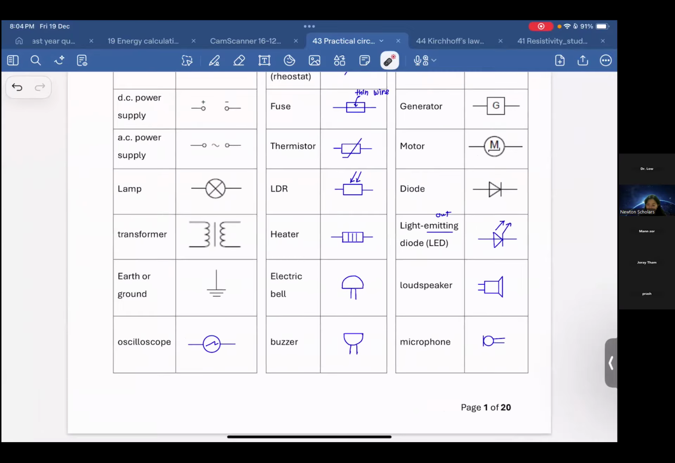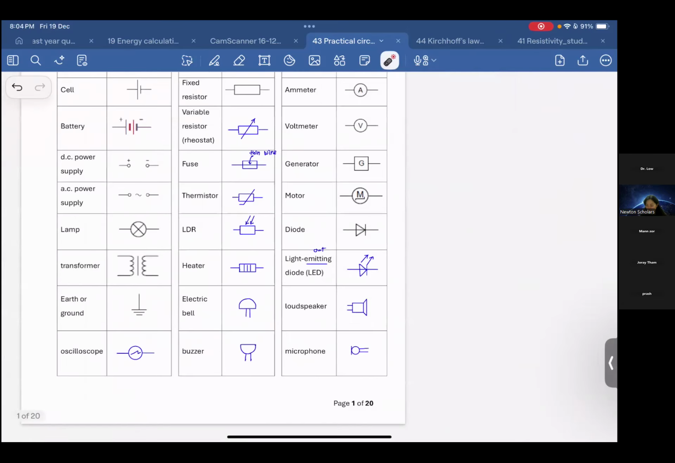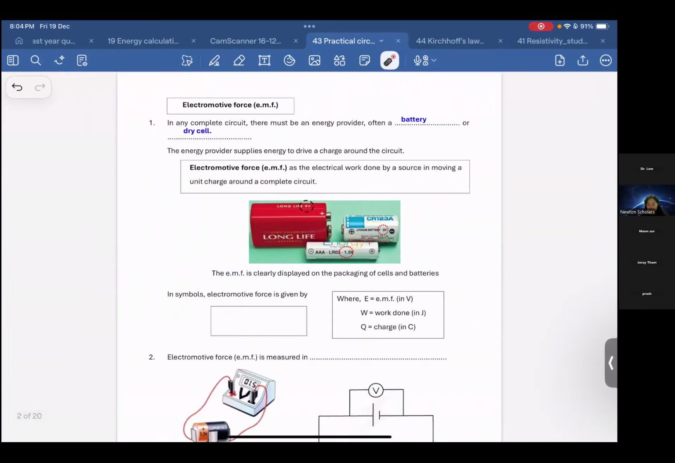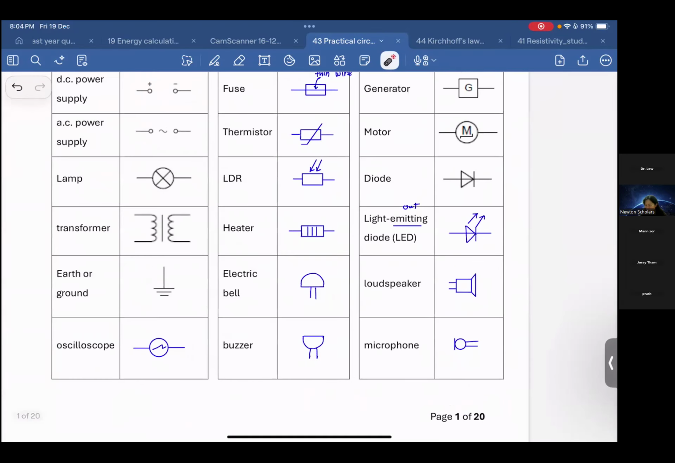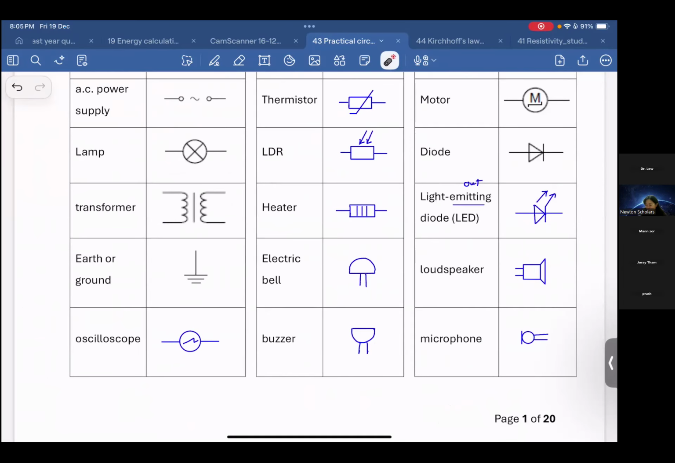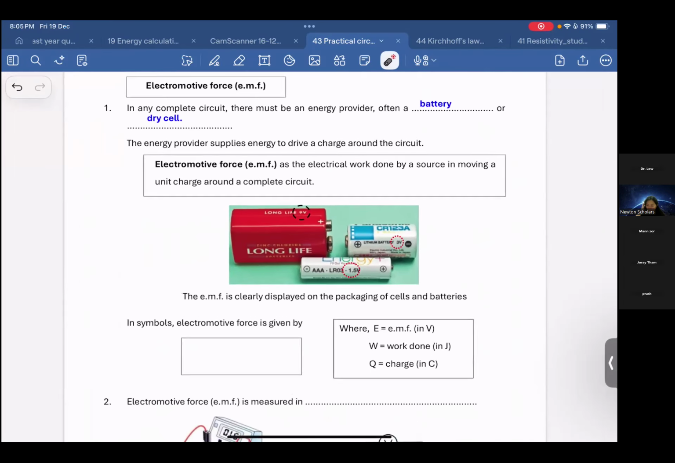Okay, next. So this one is all the symbols that you need to know how to draw. But I didn't include exercises regarding the symbols. Very straightforward. As long as you know the symbol, they're very straightforward, asking you which one is the symbol for the microphone, which one is the symbol for the electric bell. Okay, so that's all. So comes to here, electromotive force.